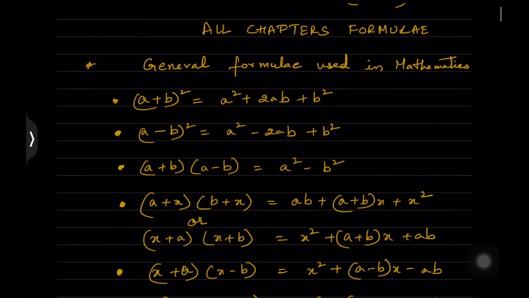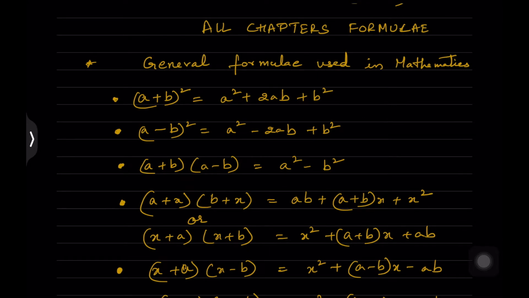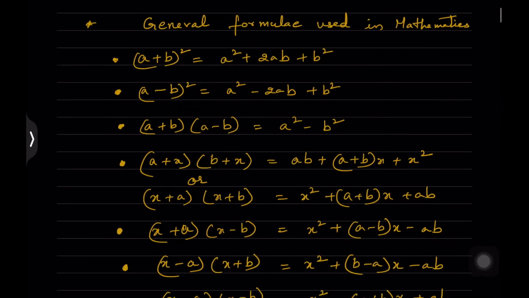So, what are the general formulae used in mathematics? We'll see. So, the different general formula which can be used throughout all the chapters, I have just written all those. So, (a plus b) whole square is equal to a square plus 2ab plus b square. (a minus b) whole square is equal to a square minus 2ab plus b square. (a plus b) into (a minus b) is equal to a square minus b square.